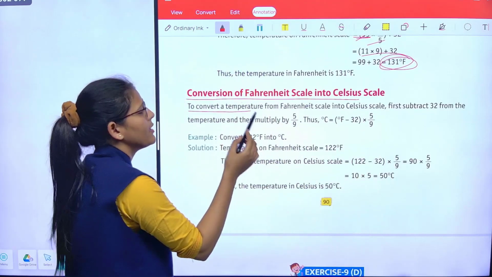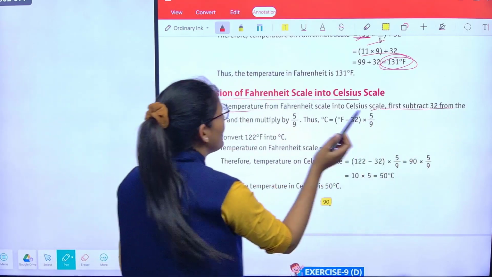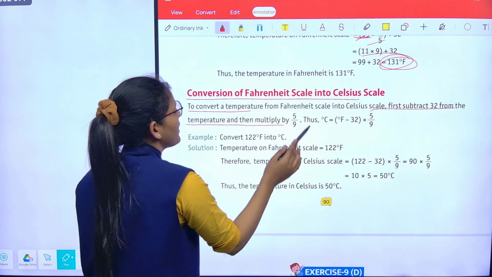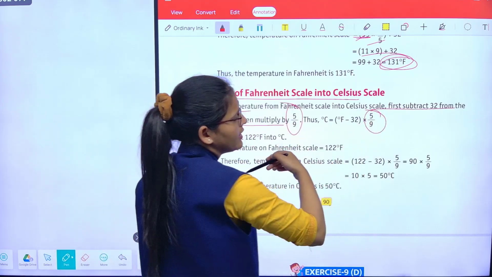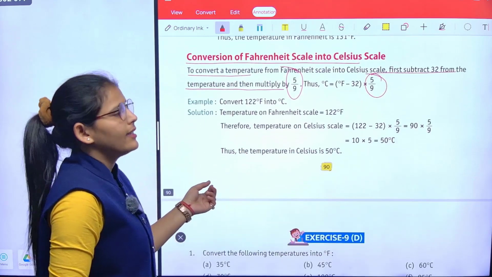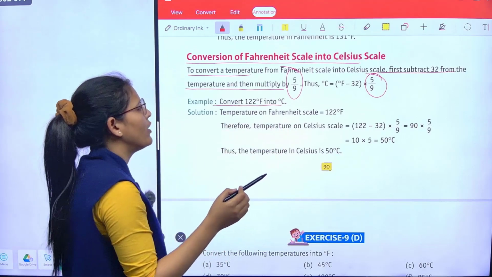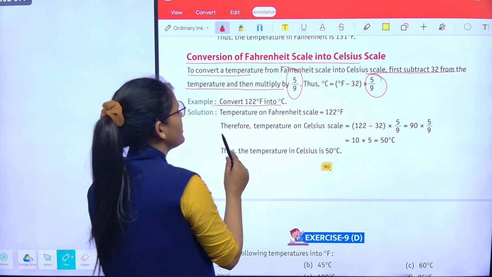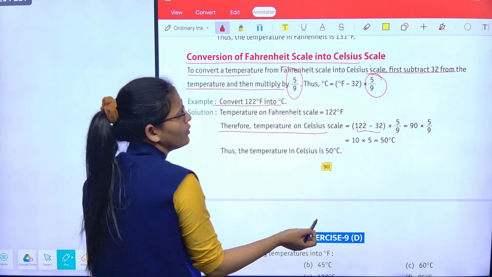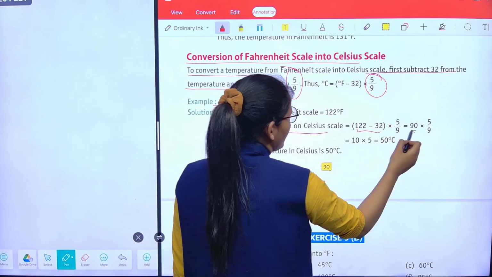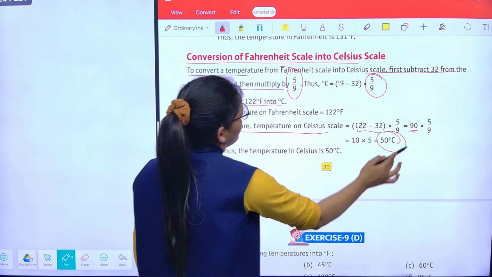Now class, conversion of Fahrenheit scale into Celsius scale. To convert a temperature from Fahrenheit scale into Celsius scale, first subtract 32 and then multiply by 5/9. We do the opposite, the inverse: there we multiplied by 9/5, here 5/9. Now convert 122 degree Fahrenheit into Celsius. Therefore temperature on Celsius scale is 122 minus 32, that is 90, multiply 5/9. So it is 50 degrees Celsius.